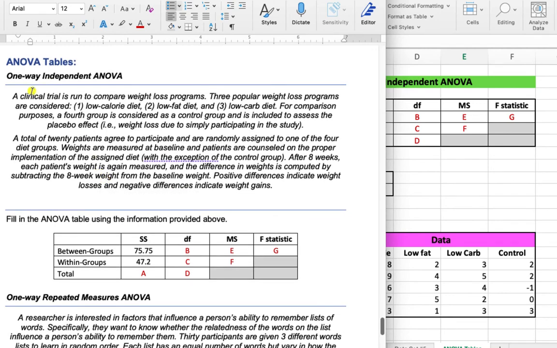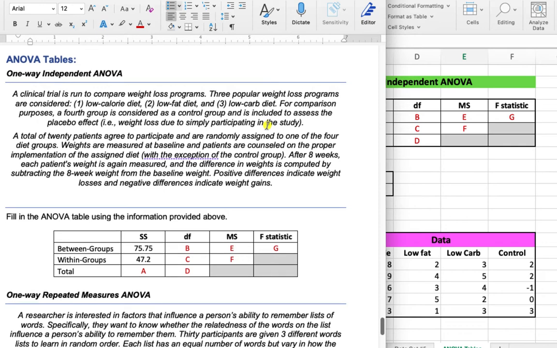So we have a clinical trial that is run to compare weight loss programs. 3 popular weight loss programs are considered: low-calorie diet, low-fat diet, and low-carb diet. For comparison purposes, a 4th group is considered a control group and is included to assess the placebo effect, which is just any normal weight loss due to simply participating in the study. But no intervention was done to that group. A total of 20 patients agree to participate and are randomly assigned to one of the 4 diet groups. So that automatically tells us we're working with a one-way independent ANOVA.